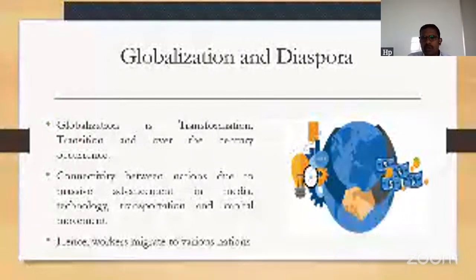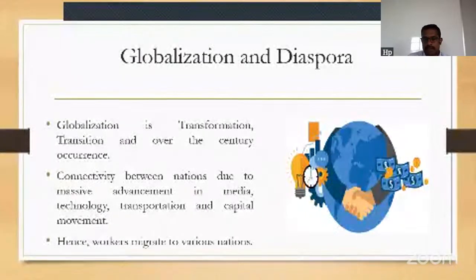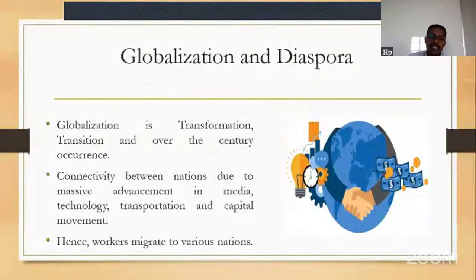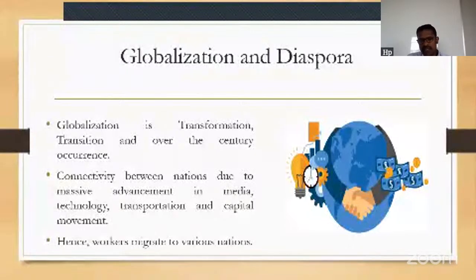There is capital movement. People can invest in other countries. People can invest labor. They can invest whatever they want if they are skillful and educated, or even unskilled workers can move. So hence workers migrate to various regions.